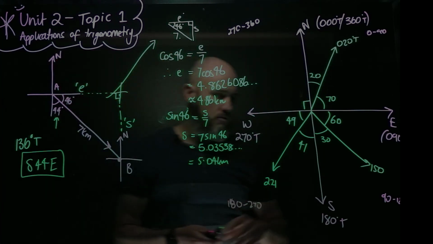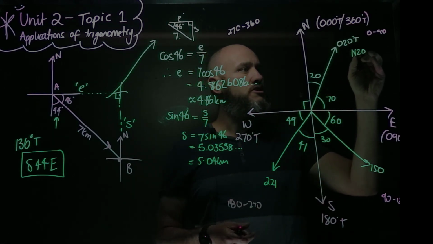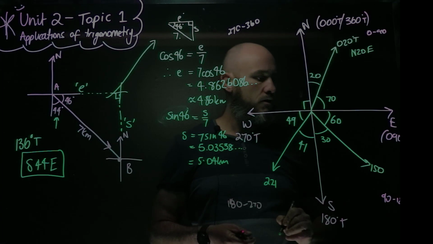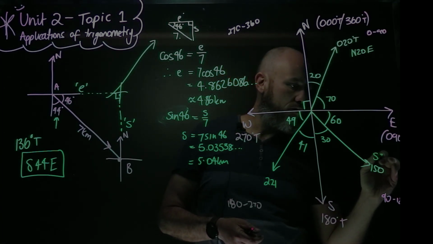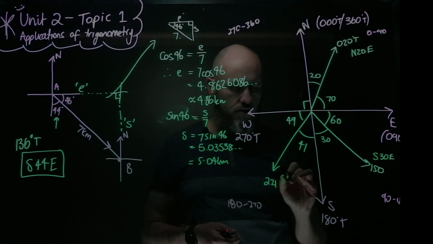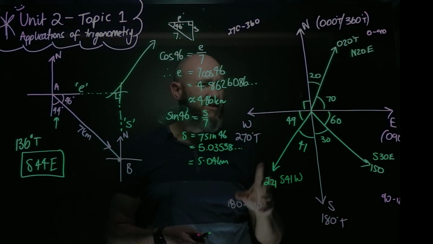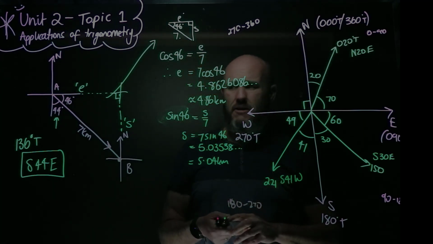So up here, just to expand on this, this could be written as north 20 degrees east. This could be written as south 30 degrees east. And this one could be written as south 41 degrees west. Worth taking some time to just make sure that you know how that's worked out.